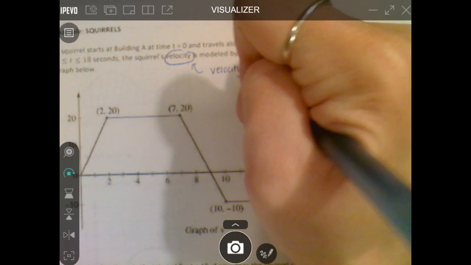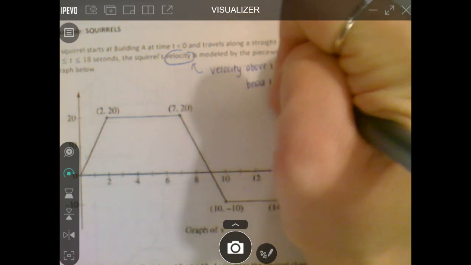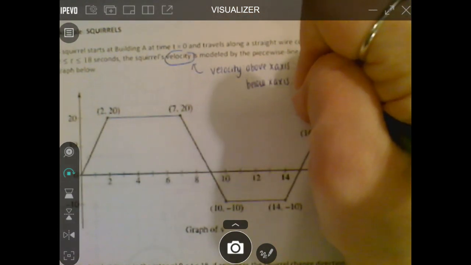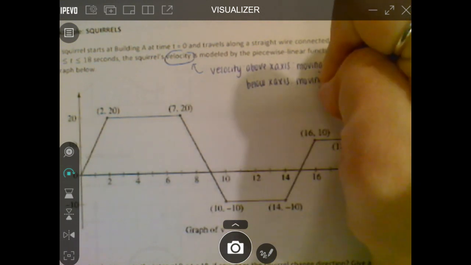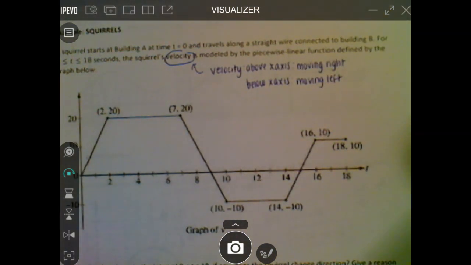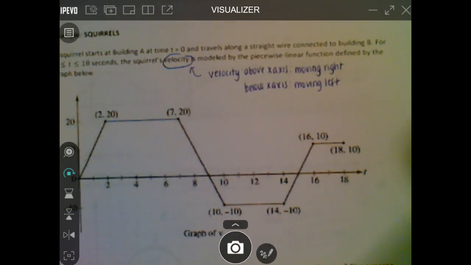And vice versa, if we are below the x-axis, our particle, or whatever our object is, is moving in a negative direction, or moving to the left. So we're going to need to remember this for the questions that we're going to answer about this graph.